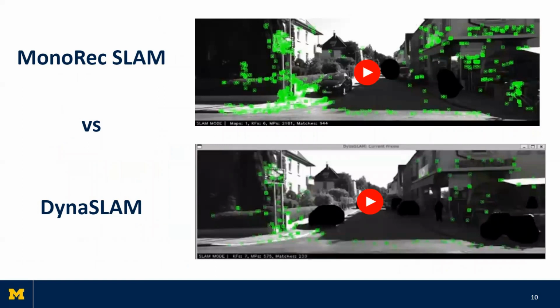Meanwhile, MonoRec does a better job at sensing and masking dynamic objects while placing features correctly on the static objects for mapping. It is evident that MonoRec SLAM performs better than DynaSLAM for masking dynamic objects.